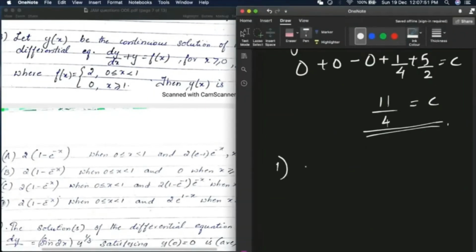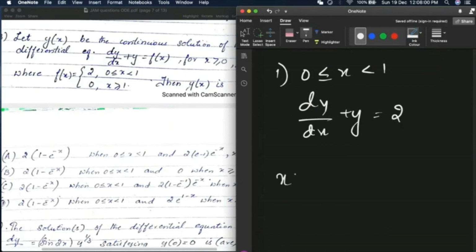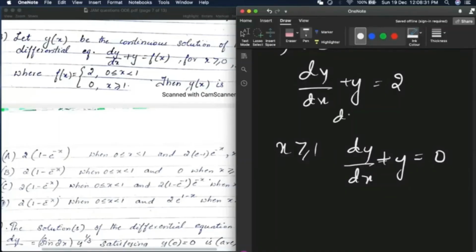So these are the two differential equations you have to solve. One is the case for 0 less than or equal to x less than 1, dy by dx plus y is equal to 2. And for x greater than or equal to 1, dy by dx plus y is equal to 0. So anyway, it is linear only. No, variable separable, no? It's variable separable. It's easy. Dy by dx is equal to 2 minus y is what you get.